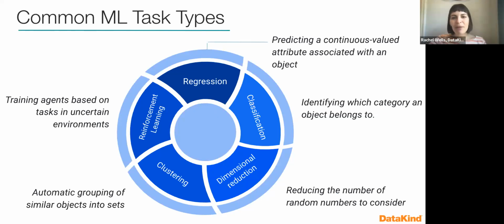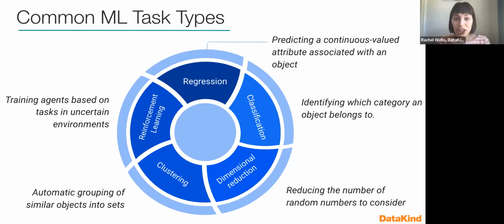So some common ML tasks, we've just talked about some of these, but this is another way to think about it, is regression. Essentially, we're predicting a continuous value attribute associated with an object. For example, the likelihood of repaying a loan, predicting housing prices, ranking an image based on its aesthetic appeal.